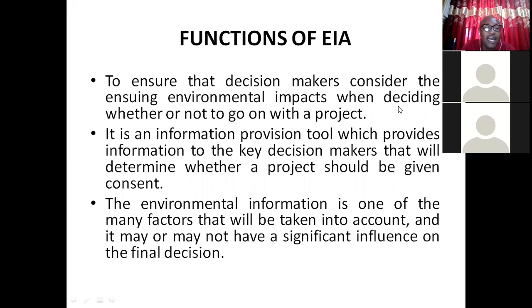The first function of an EIA is to ensure that decision makers consider the likely environmental impact when deciding whether a project should go on or not. Before a project can proceed, the government agency responsible for EIA must be able to look at the impact and say, okay, are these impacts minimal for the project to go ahead, or are they not? So an environmental impact assessment helps us to decide whether we should give a project a go ahead.